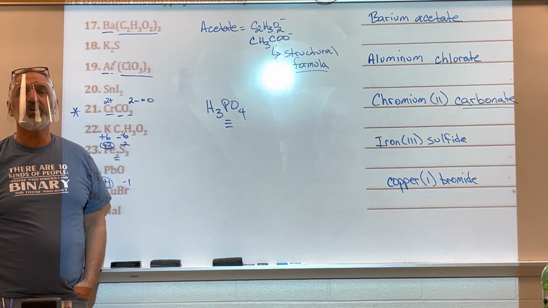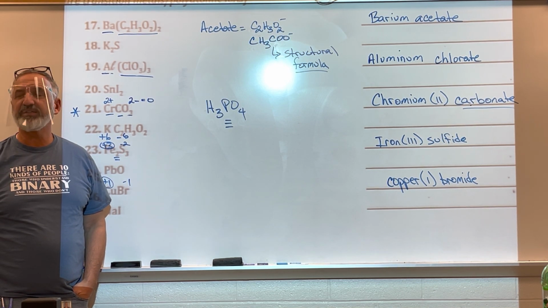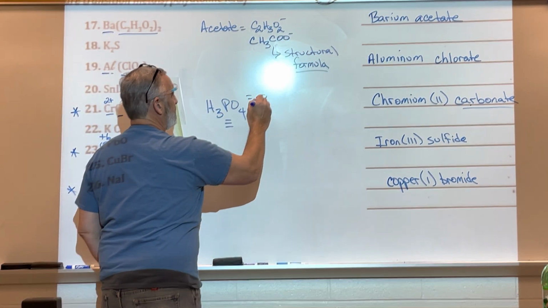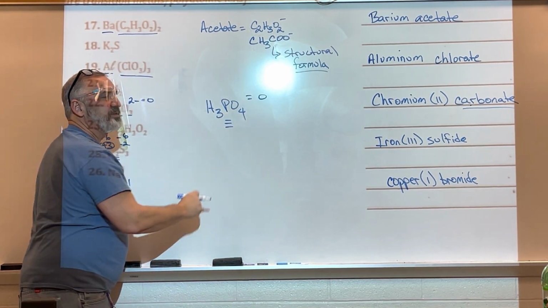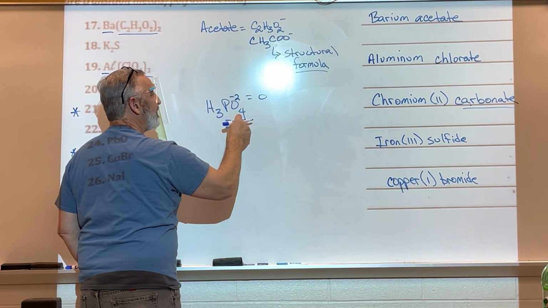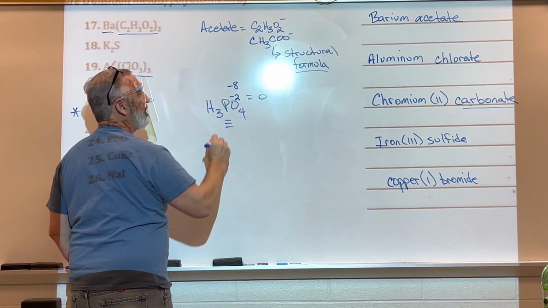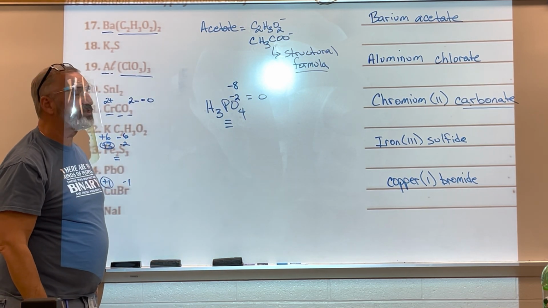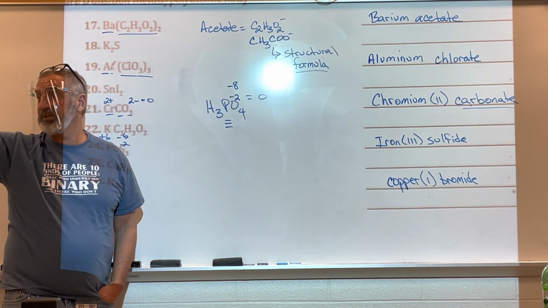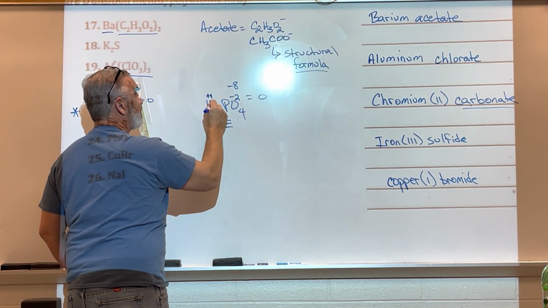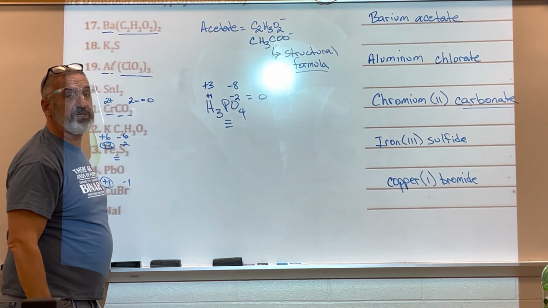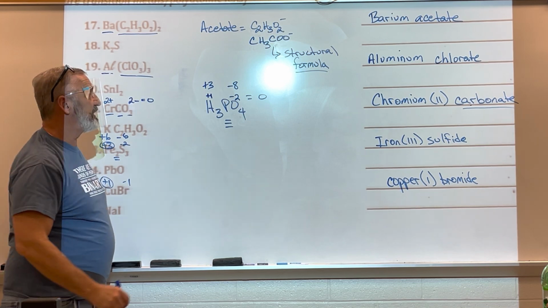Okay, well, what do I know the sum of all the oxidation numbers adds up to? 0. What do we know the charge is always on oxygen? -2. We have 4 of them, so it's -8. What's the charge on hydrogen? +1. It only has 1 electron, the only thing it can be is +1. But I have 3 of them, so it's +3. So obviously the phosphorus must be +5.